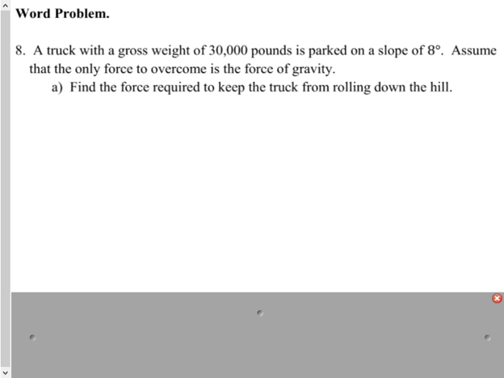A truck with a gross weight of 30,000 pounds is parked on a slope of 8 degrees. I'm going to draw it out real quick. Not to accuracy, but it's 8 degrees, right? We'd have W1, the weight pulling down the slope, and then W2 at the end of W1, and then the force.